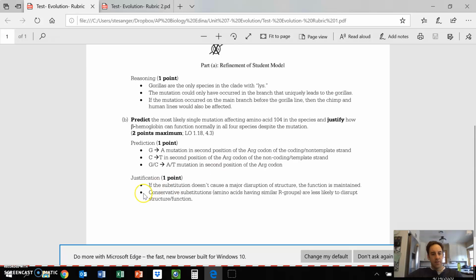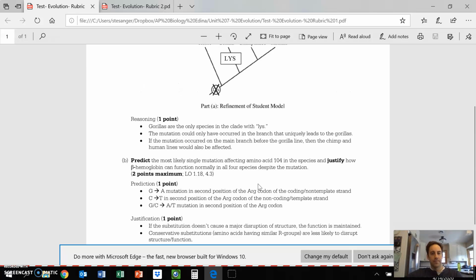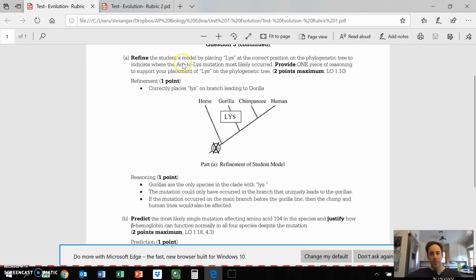And then finally, this is probably the most missed point, the justification of that. A lot of you said, well, this is a silent mutation because it's not affecting the individual. That is not correct. A silent mutation is one in which the amino acid does not change. And since the amino acid is changing from arginine to lysine, that makes this a missense mutation. So there is a change in that protein.